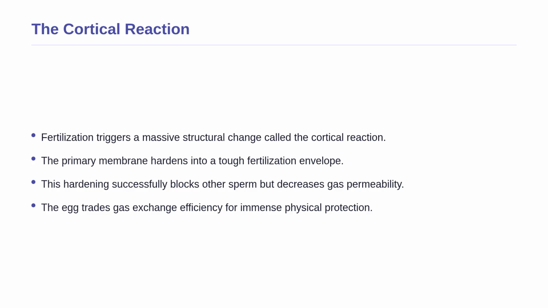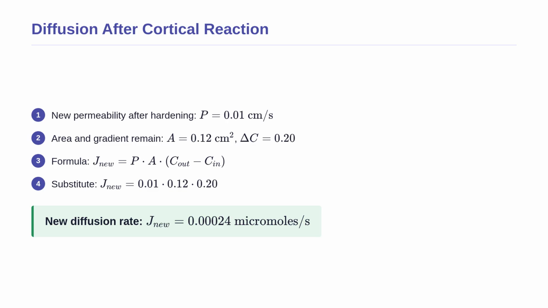However, this hardening process naturally decreases the membrane's permeability to gases. The egg is making a biological trade-off. It gains immense physical protection, but it sacrifices some efficiency in gas exchange. This biological trade-off we just discussed leads us to our second calculation.